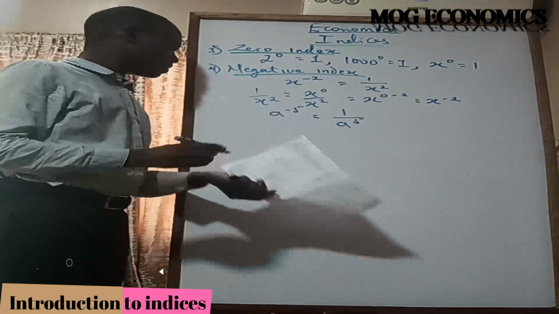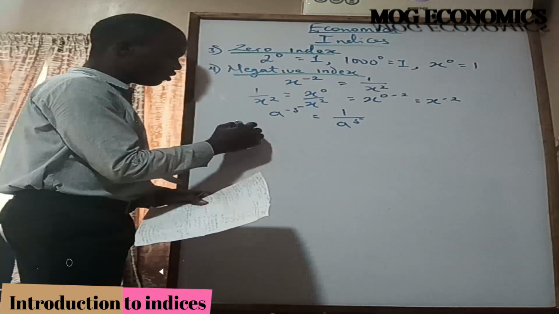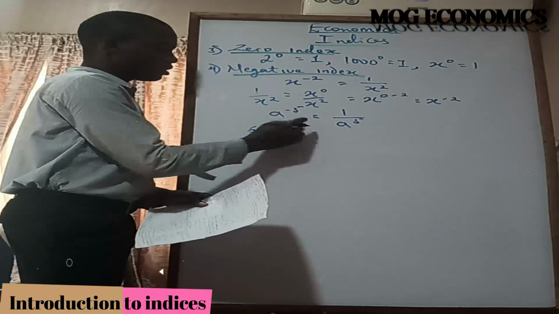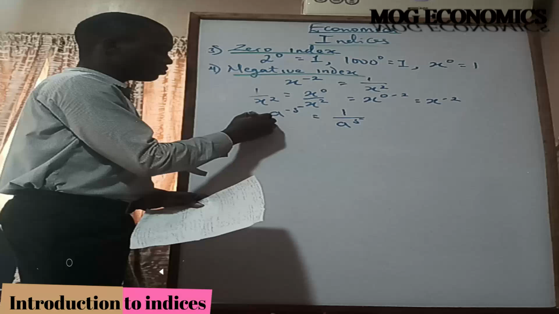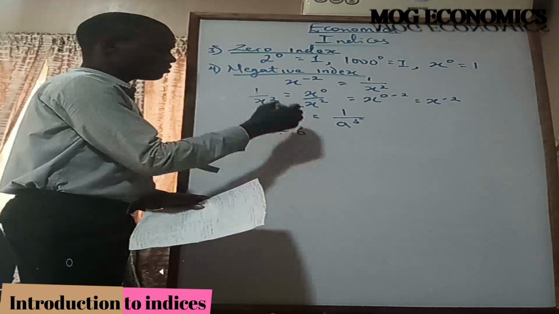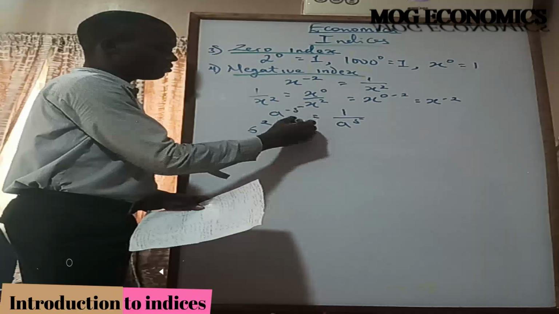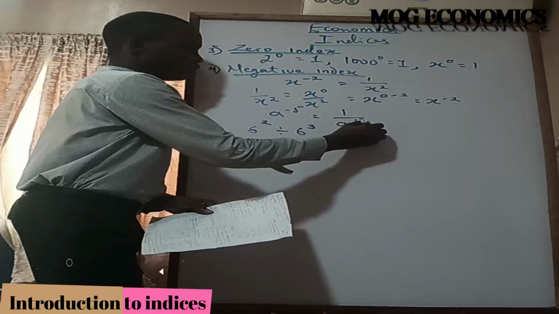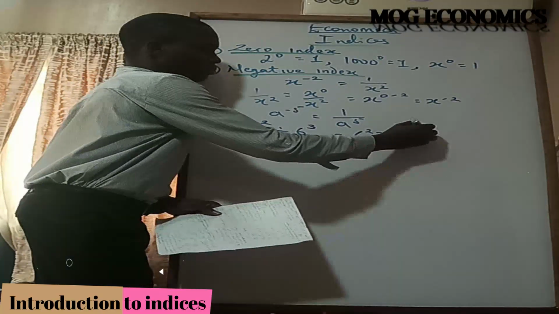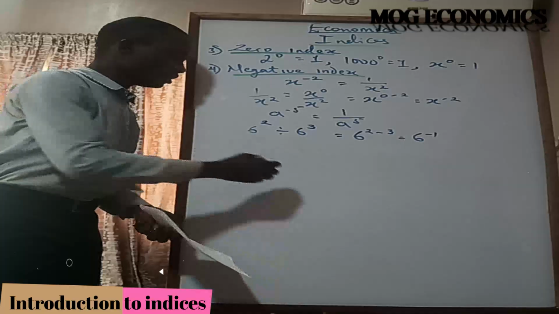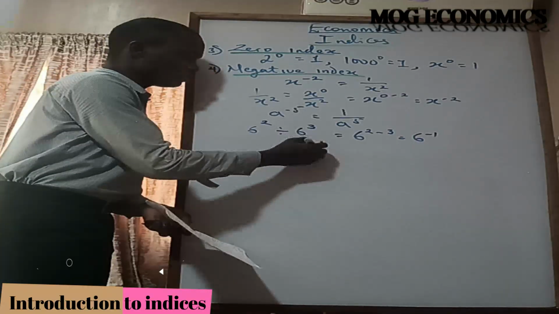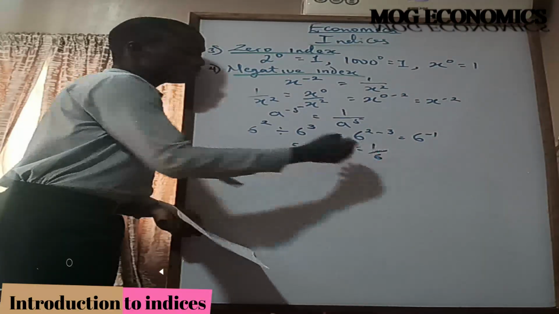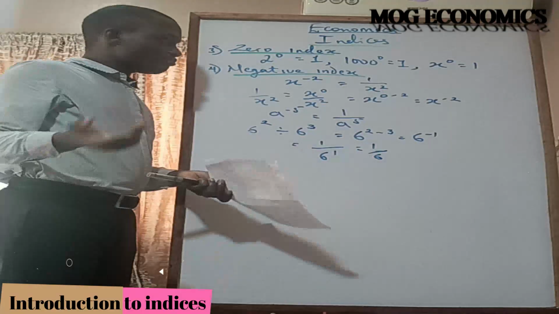So let's say I have a question that says 6 raised to power 2 divided by 6 raised to power 3. From our division rule, this is going to be equal to 6 to the 2 minus 3, which is 6 raised to power minus 1. Yes or no? So from this, we know that 6 raised to power minus 1 will give us 1 divided by 6 raised to power 1. This gives us 1 over 6. Finished. These are interesting, right?